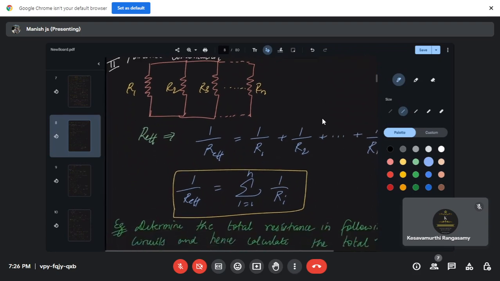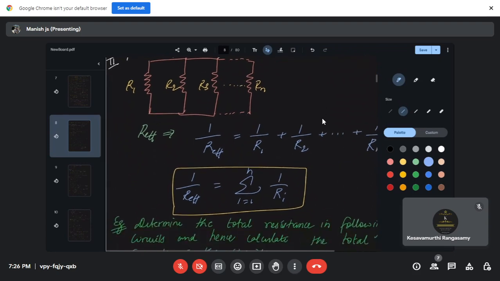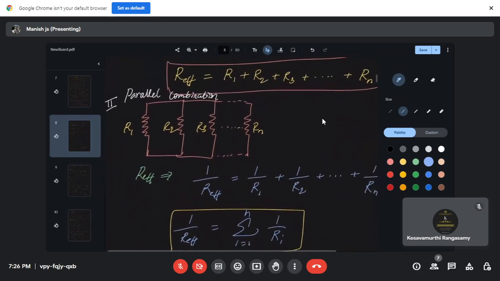In parallel combination, if you're going to find out their effective resistance, very simple. You take the series, you just need to apply reciprocal or inverse of the series. Okay, so 1 upon R effective is equal to 1 upon R1 plus 1 upon R2, so on up to 1 upon Rn. So you just need to take the reciprocal or the inverse of series, you would arrive at the formula for parallel.